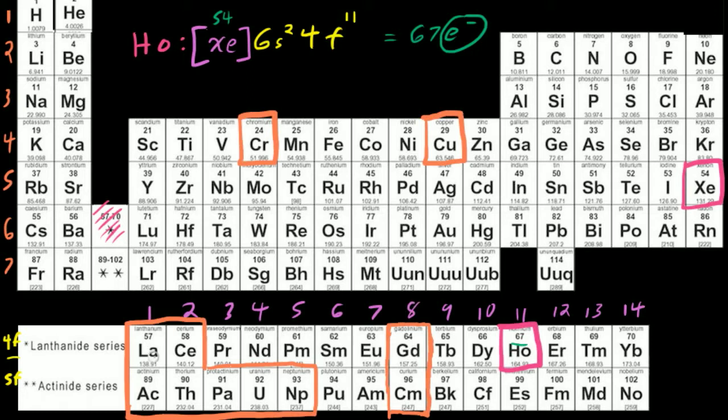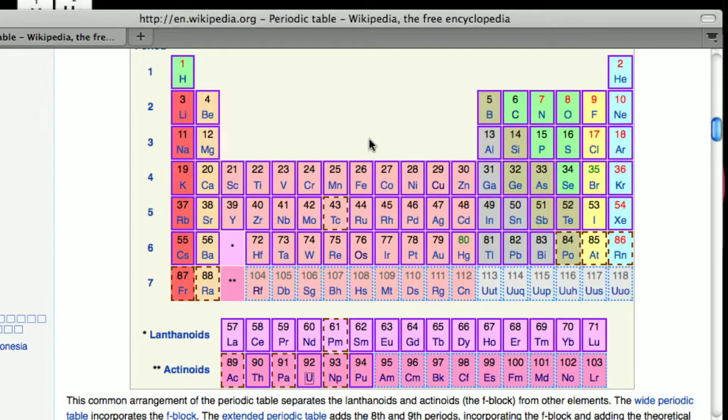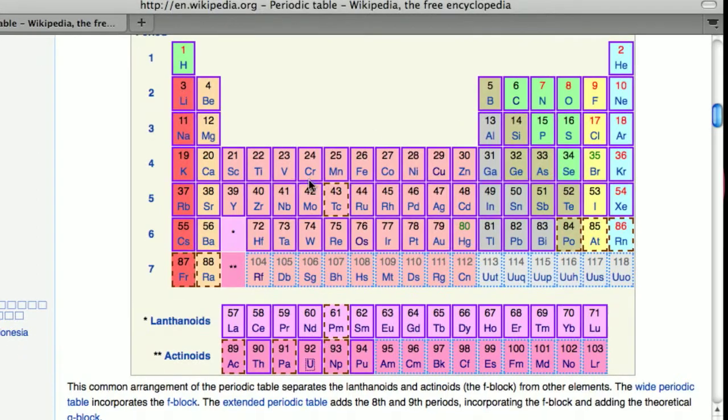Anyway, hopefully you've got a good idea of how we generalized a rule for figuring out these electron configurations in the F block. What I want to do now is go to Wikipedia and look at some of these exceptions, maybe not to realize why they are exceptions, but just to look at what the actual electron configurations are for these elements. So I'm going to go and get Wikipedia. And so let's start with the first one.